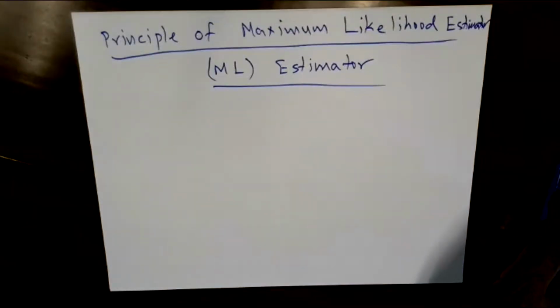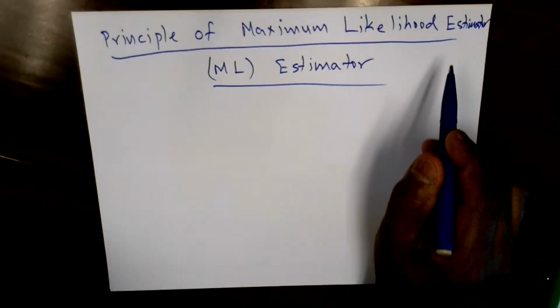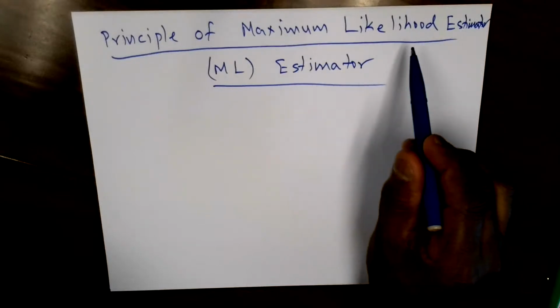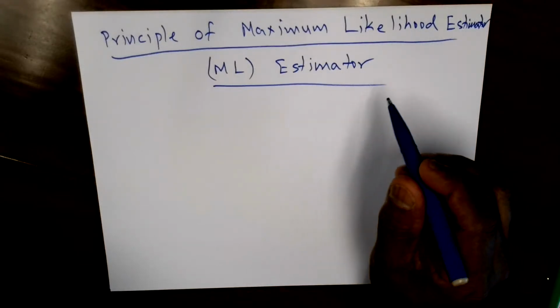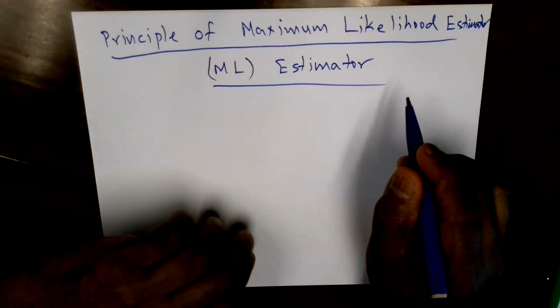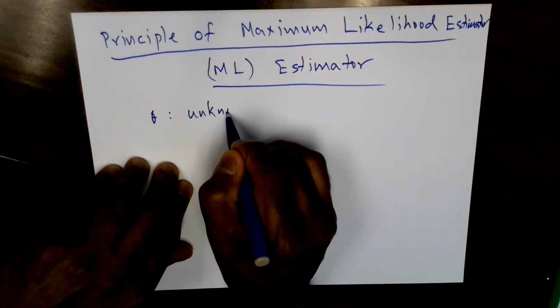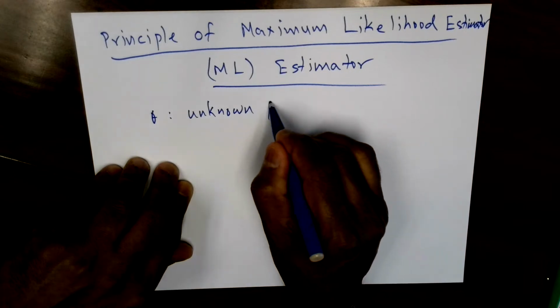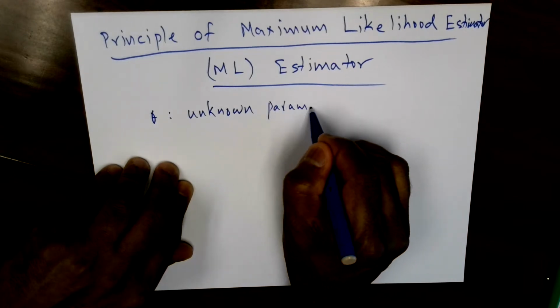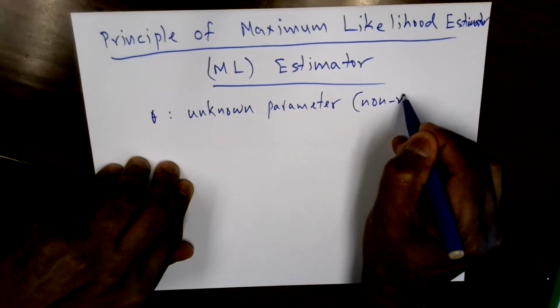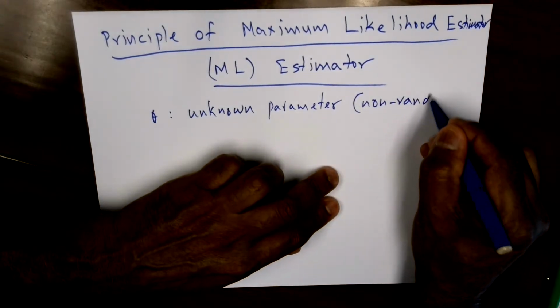Right. We will look at the principle of maximum likelihood estimator. I will explain the idea behind it and then go through some examples. So to start with, we have some unknown parameter that we want to estimate. It's a non-random parameter. It's simply unknown.